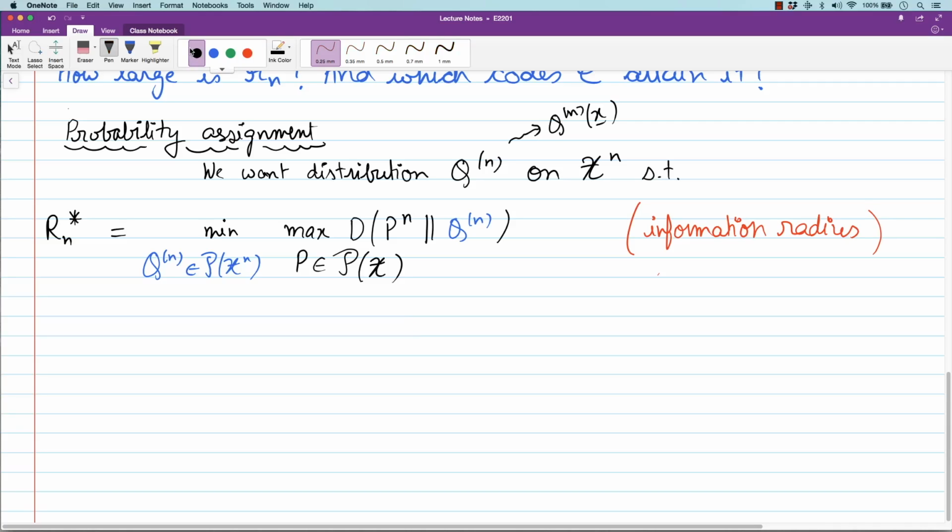But before we go there, the reason we brought in this problem is the following. This is something we'll show now.